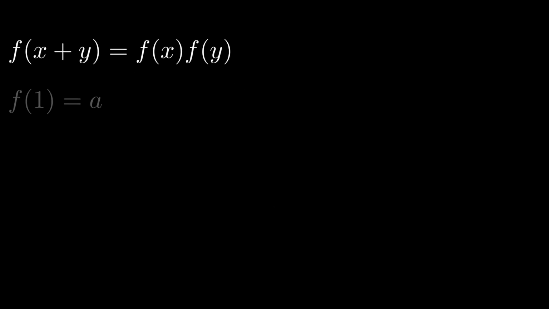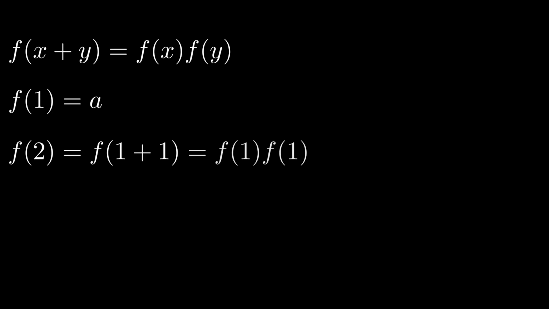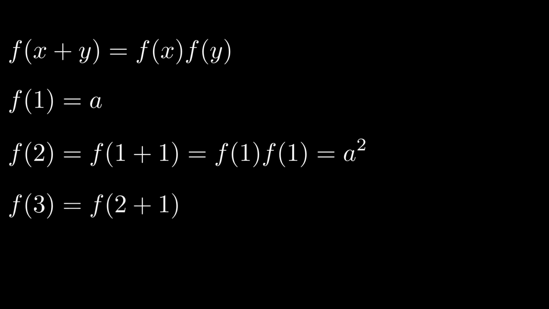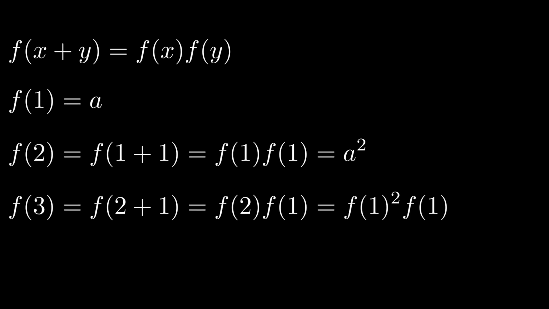First, we start at f of 1, called a. f of 2 can then be determined as follows. 2 is 1 plus 1, so we can use the functional equation in order to show f of 2 is a squared. And 3 is 2 plus 1, so we can apply the functional equation and use that we knew f of 2. Repeating this, we can show f of n is equal to a to the n. We can now already guess the solution, but we want to show that this is the only solution.